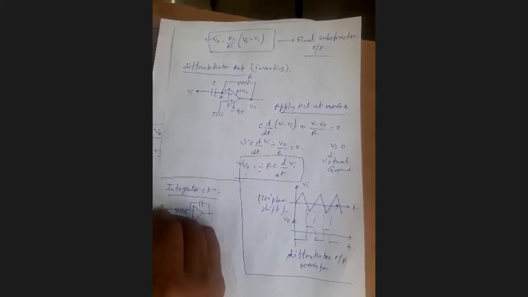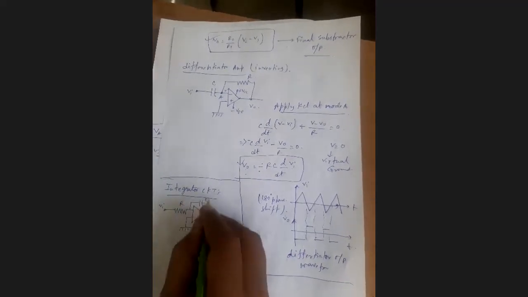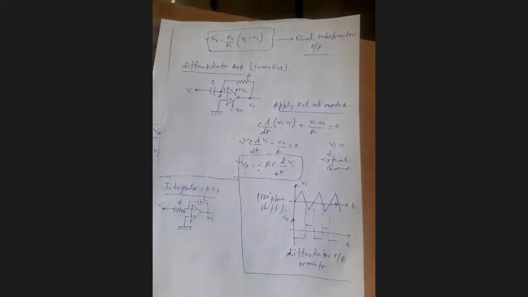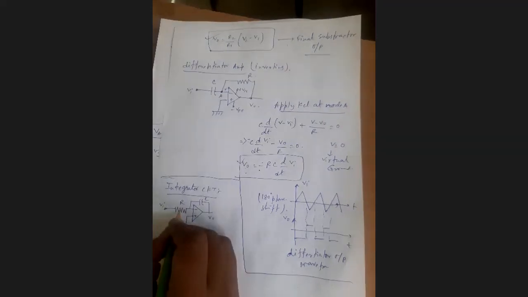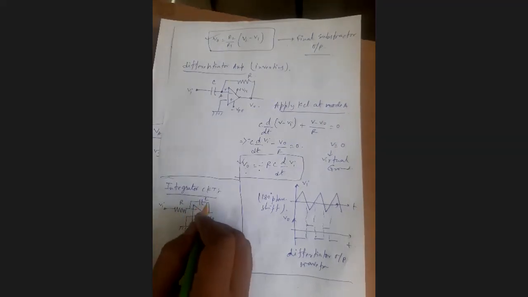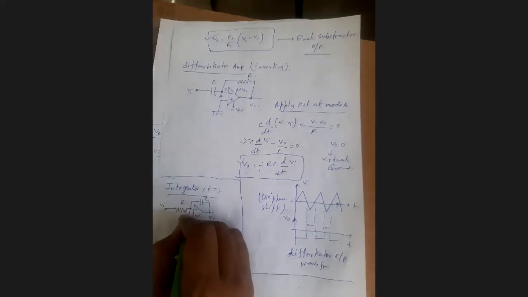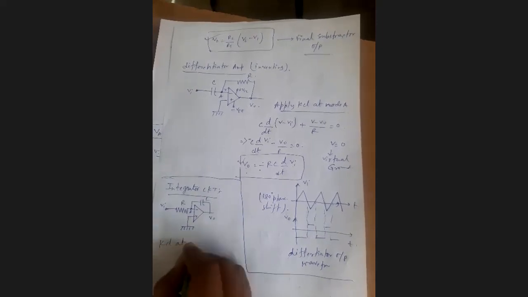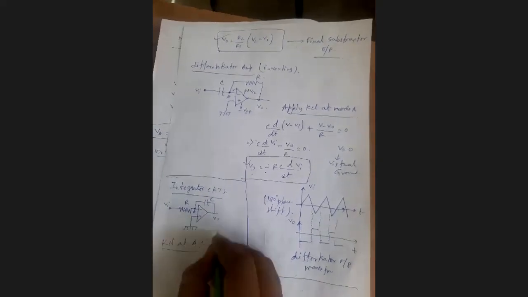Now if we define the integrator, this is the input, this is R, this is C, this is V naught, this is minus, this is plus. So it is the integrator circuit. R is the series resistance, and in the feedback side there is a capacitor. If we apply KCL at node A, the voltage at A is VA.